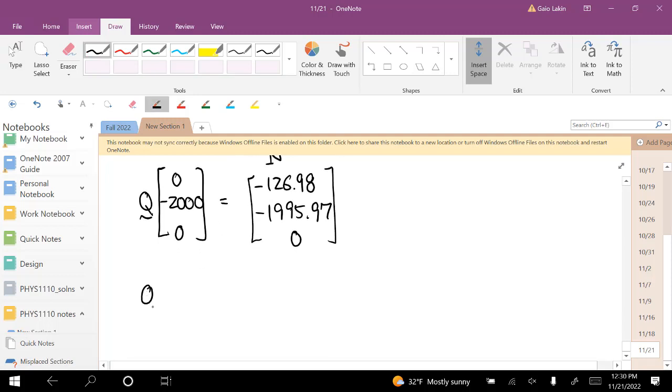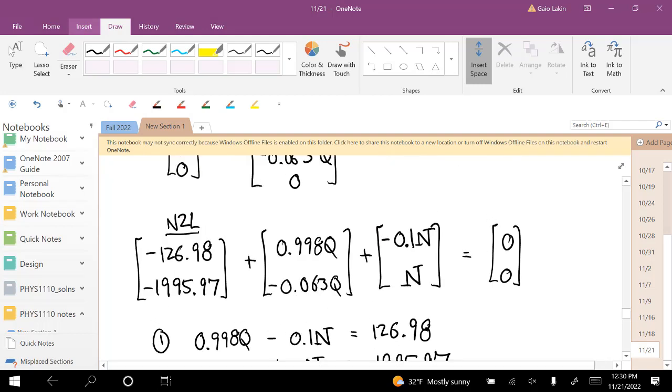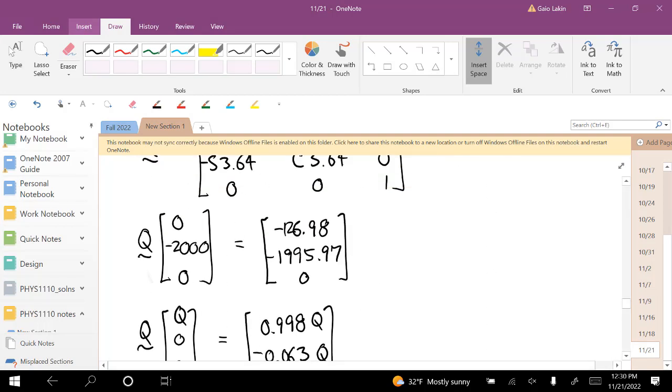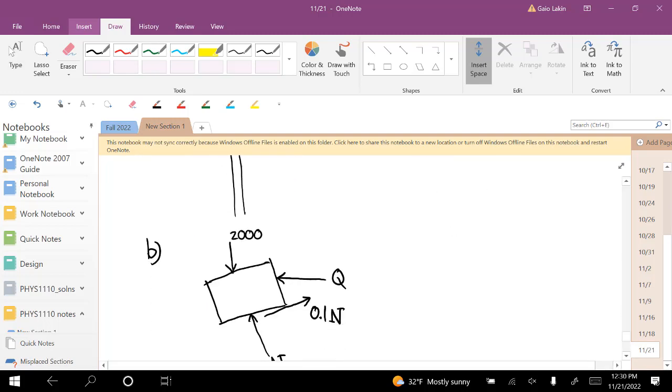And now multiply that matrix by, this time the Q is in the opposite direction. So I'll write it as -Q, 0, 0. And you just get all the components switched. So -0.998, +0.063.